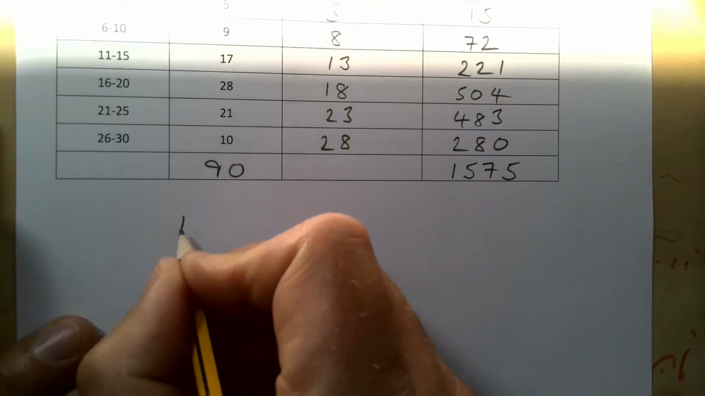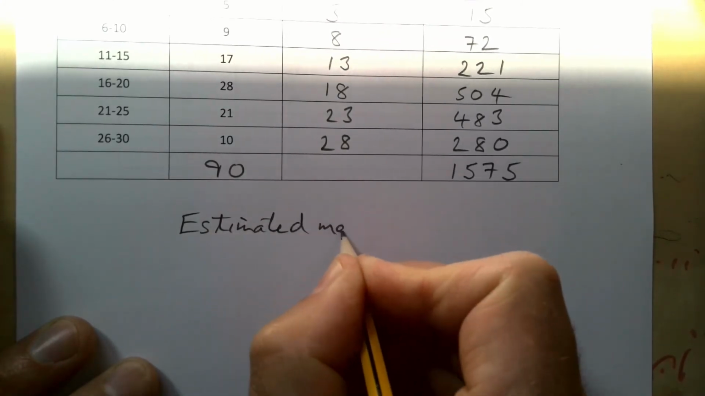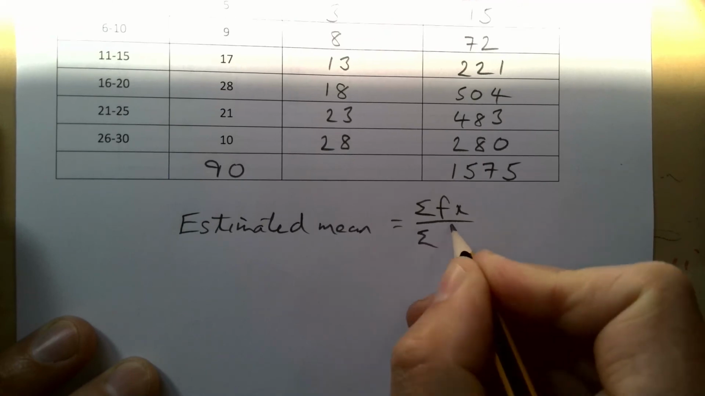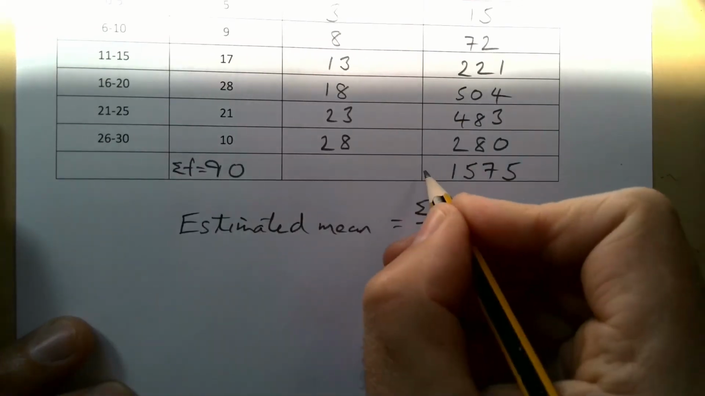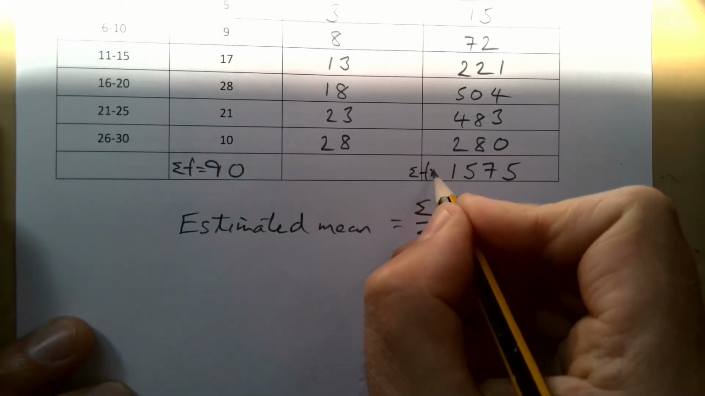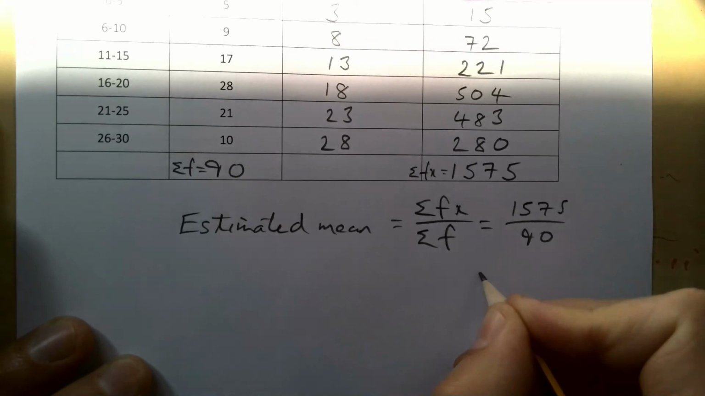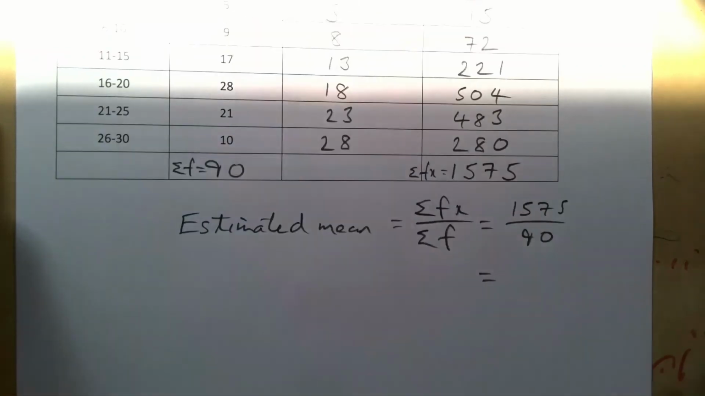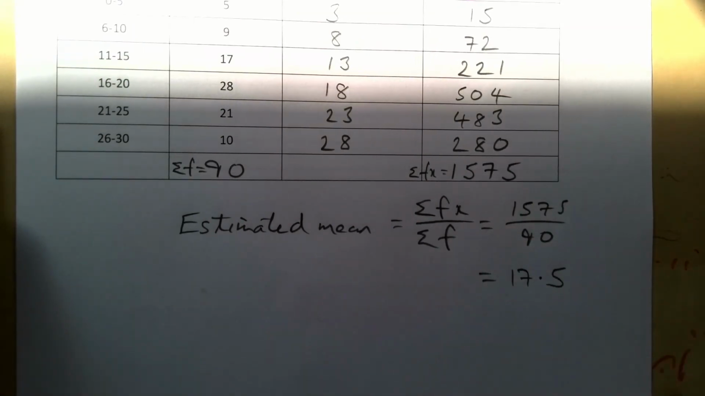So we are nearly there to find our estimated mean. It's the sum of fx all over the sum of f. My sum of f is here. That's all my f's added up. And this is all my fx's added up. So I do 1575 divided by 90. Oh, I get 17.5. So my estimated mean in this case is 17.5.